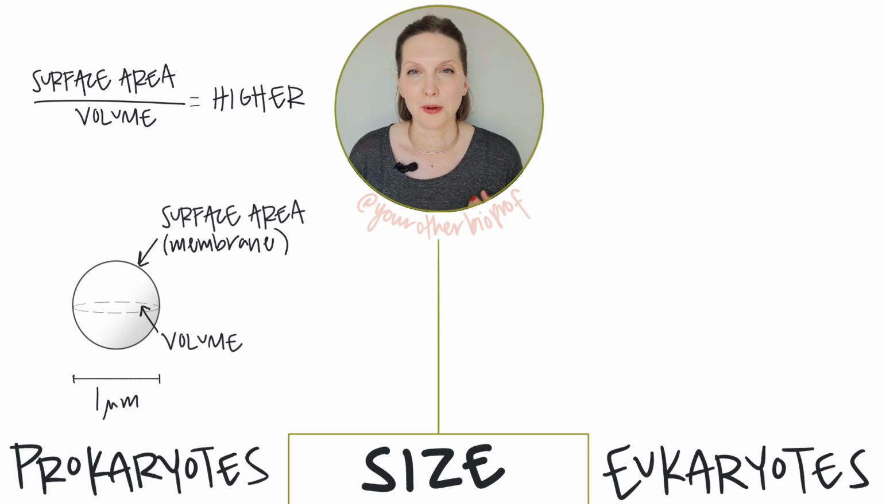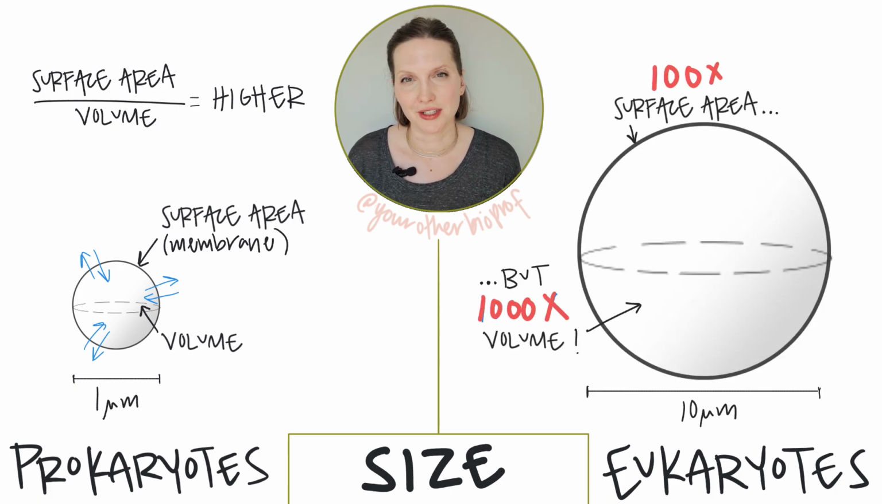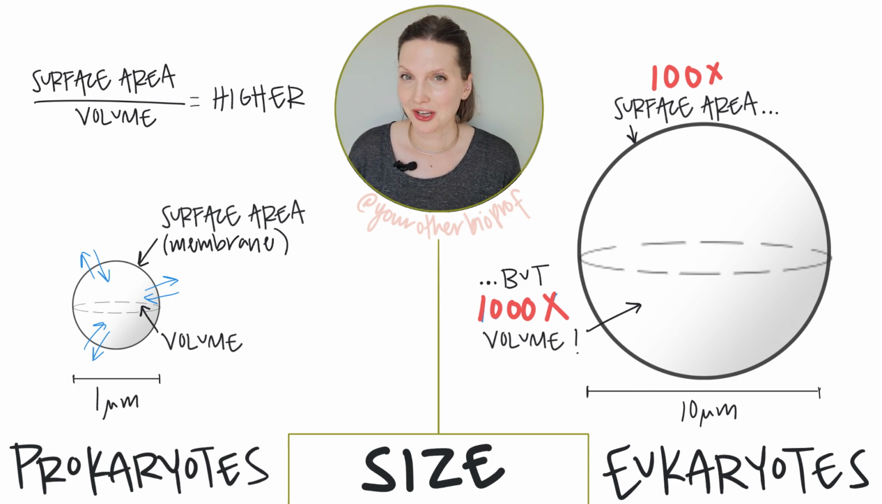That's a good setup for being able to quickly exchange materials with the environment and perform reactions using enzymes embedded in that membrane. The much larger eukaryotic cells have a smaller surface area to volume ratio. We've got a big volume of cytoplasm. One way to fix that ratio?